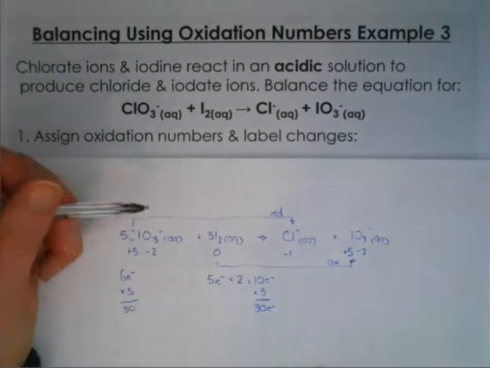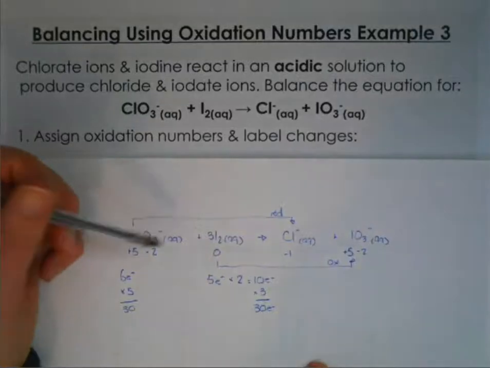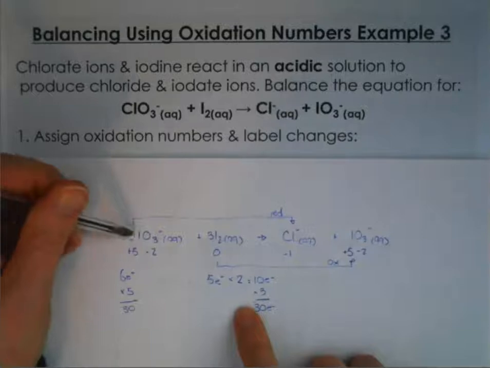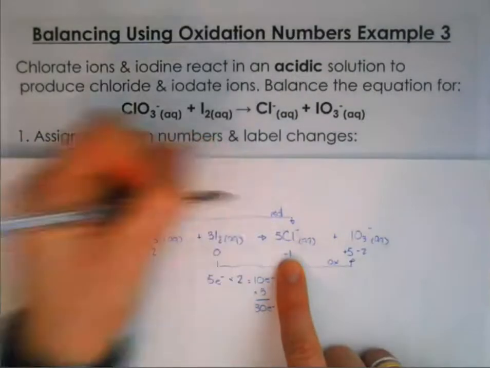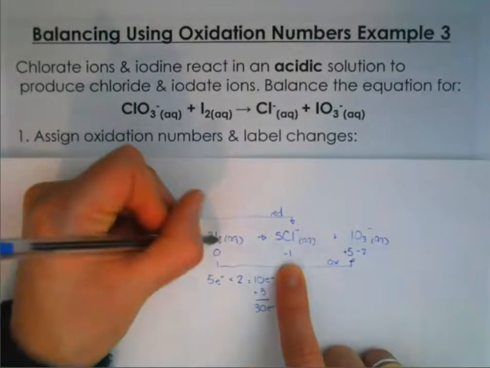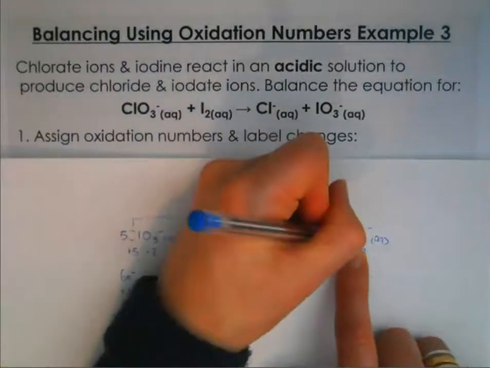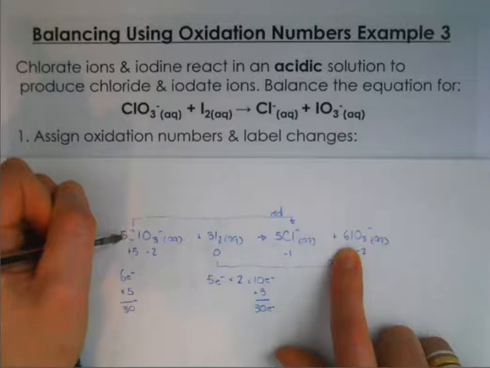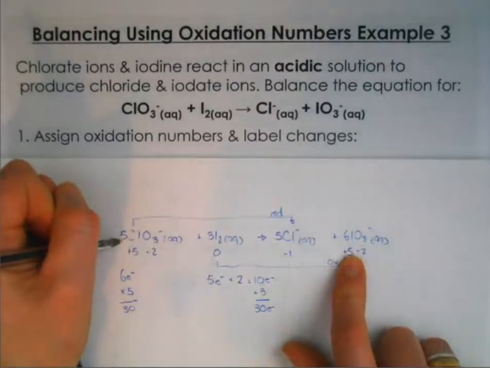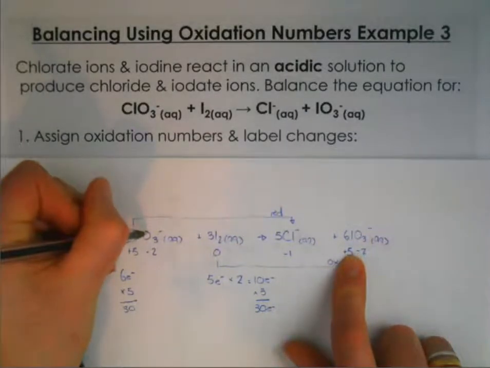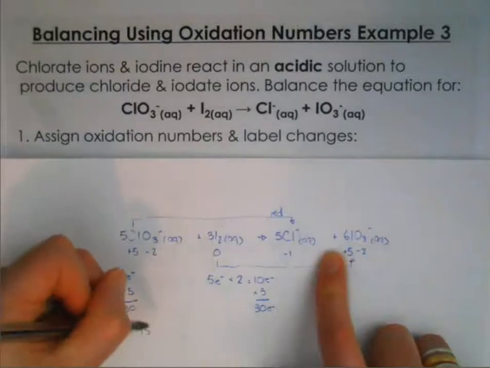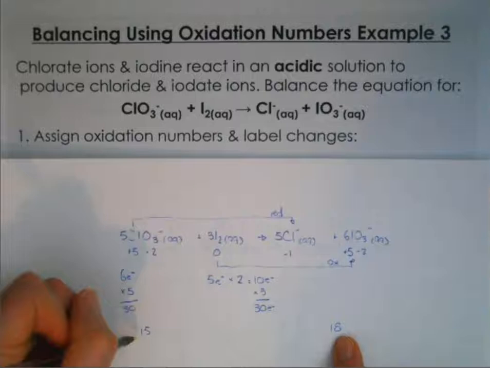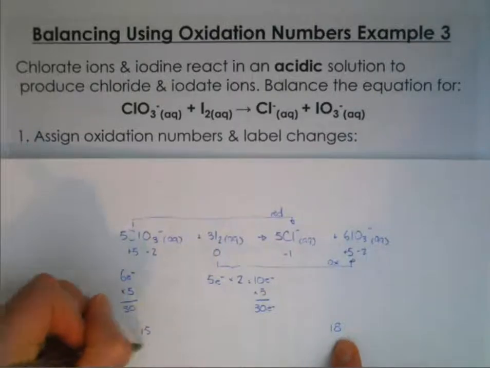Okay. So once we have that balanced, same steps as always, we want to balance our non-hydrogen or oxygen entities. So we have 5 chlorines here, so let's put 5 out front there. We have 6 iodines here, and here we only have 1, so let's put a 6 out front there. Then the next thing we want to look at is oxygens. So on this side we have 5 times 3 is 15 oxygens. And on this side, we have 6 times 3, which is 18 oxygens. So that means we need to add 3 oxygens to this side.